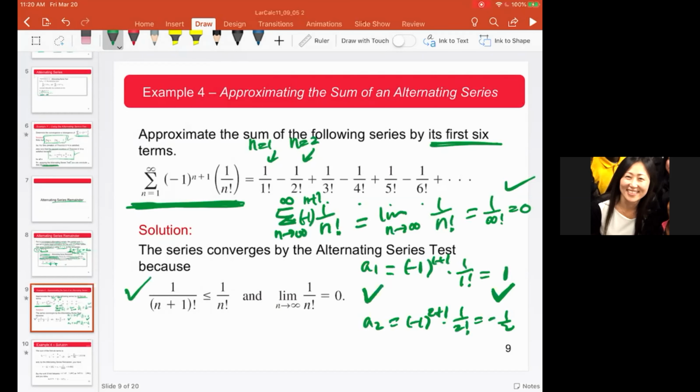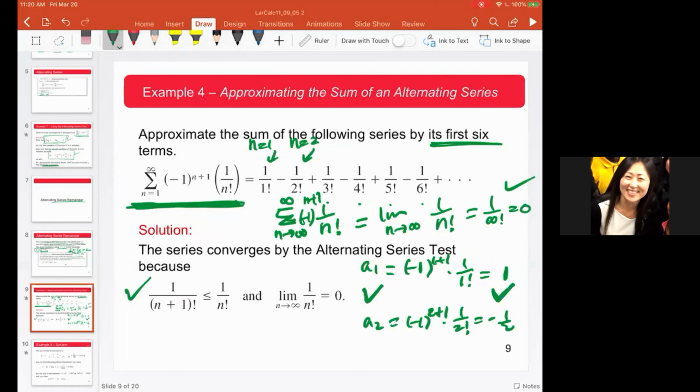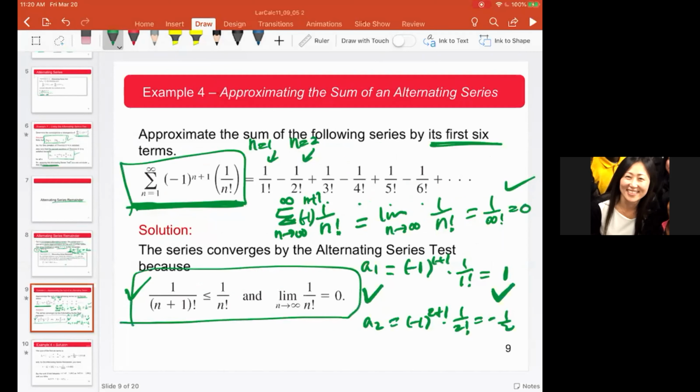All right, so that's good. When the conditions are met, then I can use this. Does everybody understand? Is everybody with me about this? This series converges by the alternating series test.